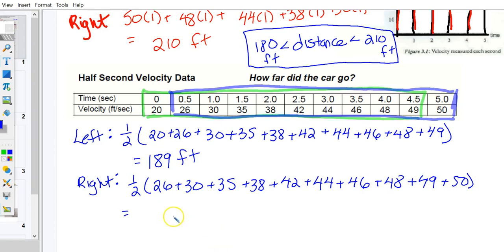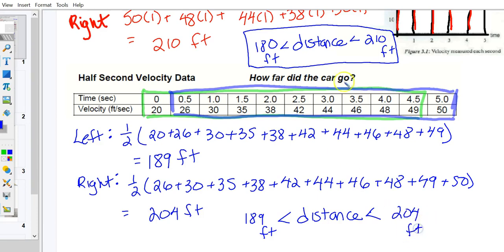Type it all in your calculator, and we get 204 feet. So now with half-second intervals of rate, I'm going to estimate that the distance is between 189 feet and 204 feet. So better, not great, but still better.